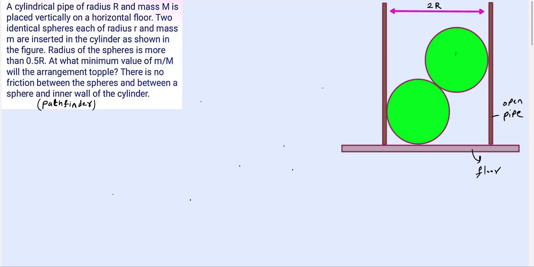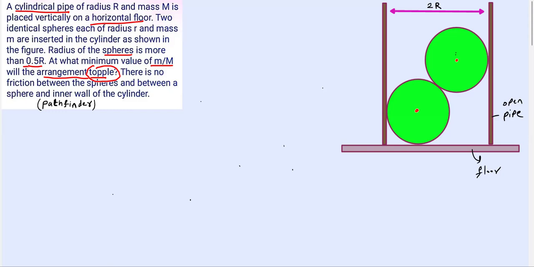And we have spheres. There's one sphere, there's another sphere, which are kept here. The radius is given as more than 0.5r. Spheres are there, and the cylindrical pipe is kept on the horizontal floor. Then what will be the value of small m by capital M? The minimum value of M for which the arrangement topples. So we are discussing the toppling of connected bodies. That's what this particular problem is based on.